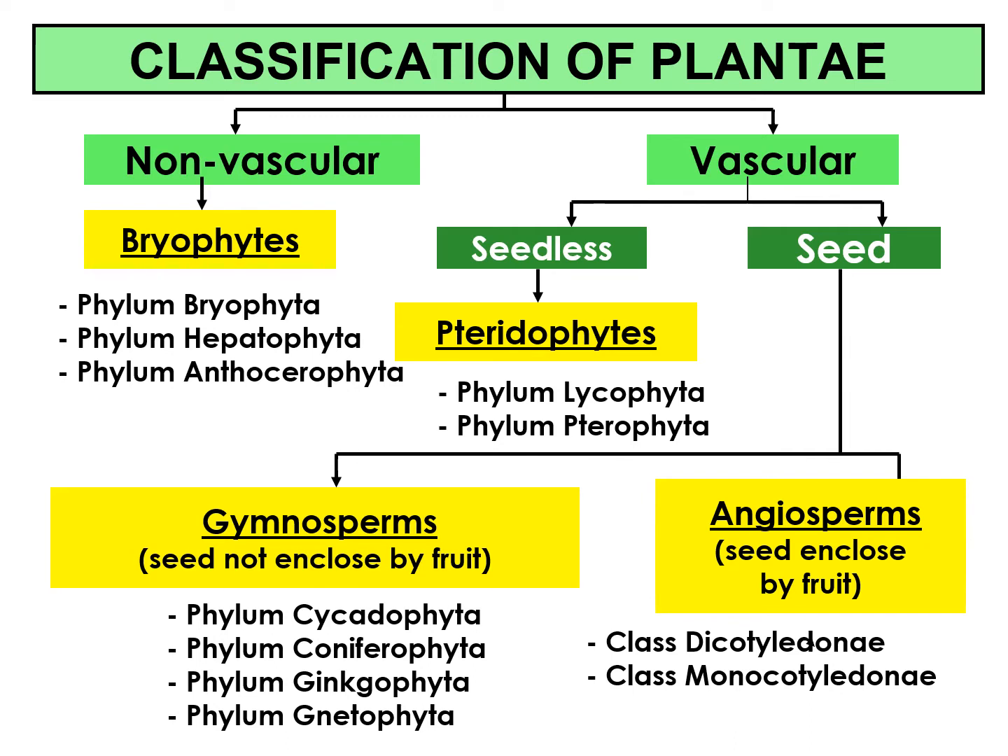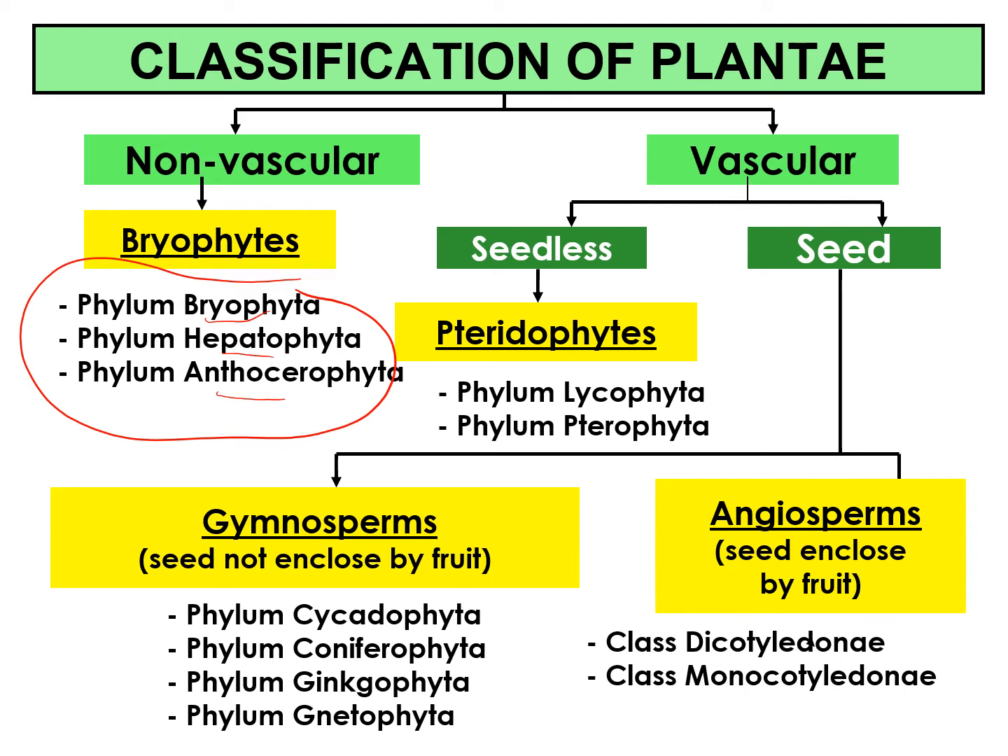Under the group bryophytes, there are a few phyla: Bryophyta, Hepatophyta, and Anthocerophyta. We will see later on that there are a few distinctive features between these three phyla. But because they are classified under non-vascular, we know that Bryophyta, Hepatophyta, and Anthocerophyta don't have the xylem and the phloem that form the vascular system.